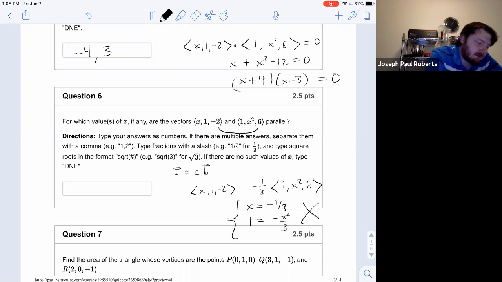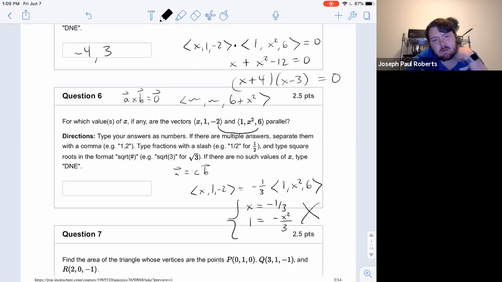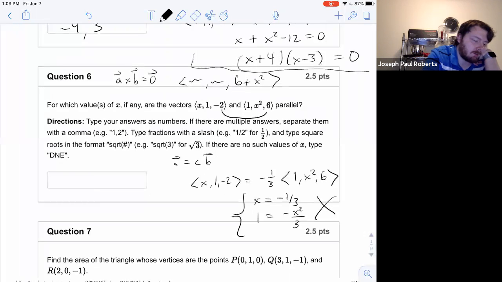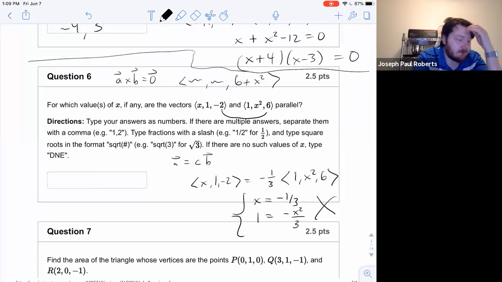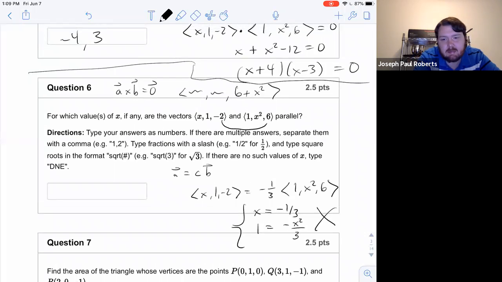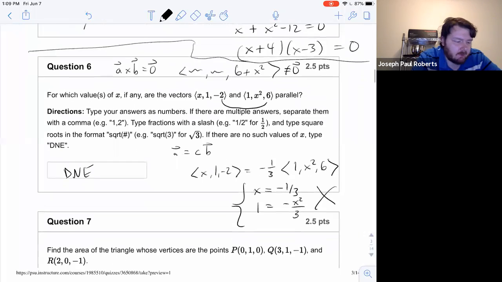The other way you could see that is that a cross product being 0 is our characteristic of parallel vectors. If you do this cross product, the third component is 6 minus -x squared. So we need this vector to be the 0 vector, which means we need 6 plus x squared to be 0, which is never going to be 0. So basically, there's no way to make these two vectors parallel.